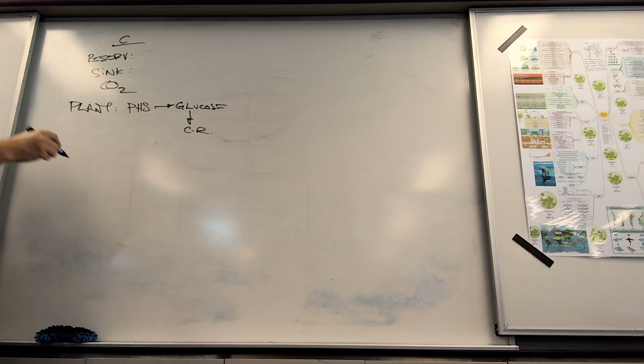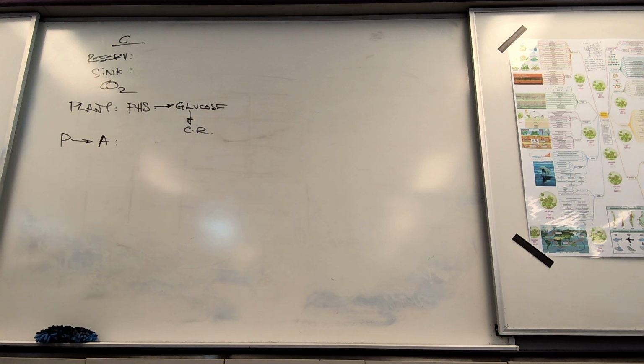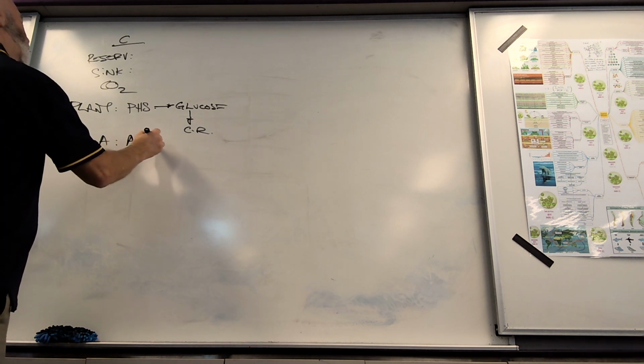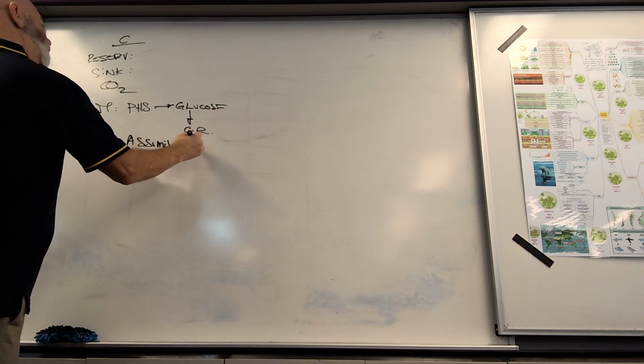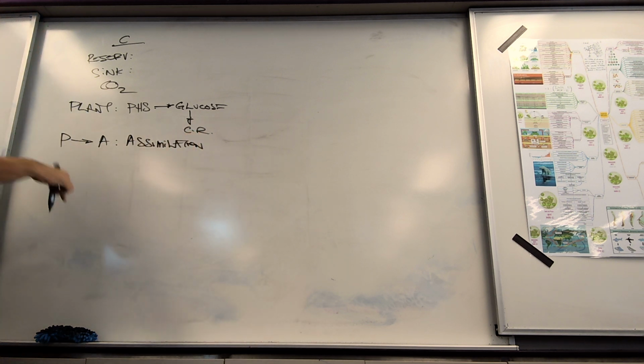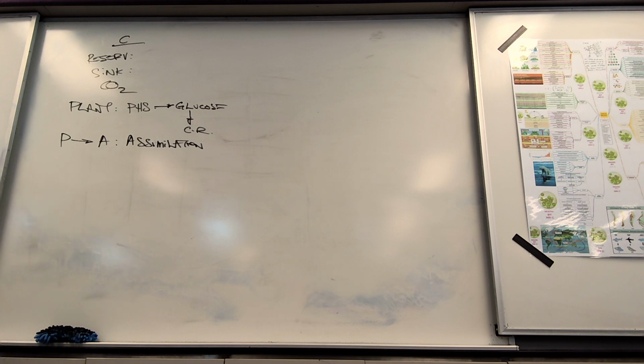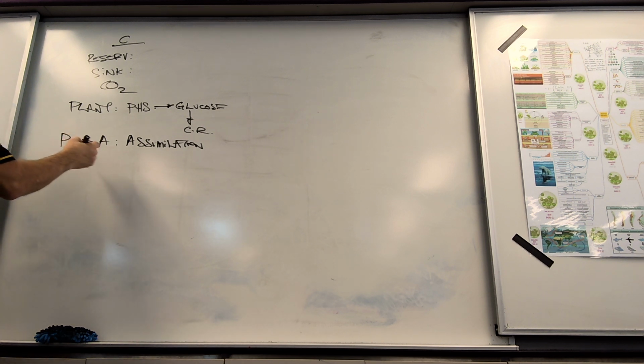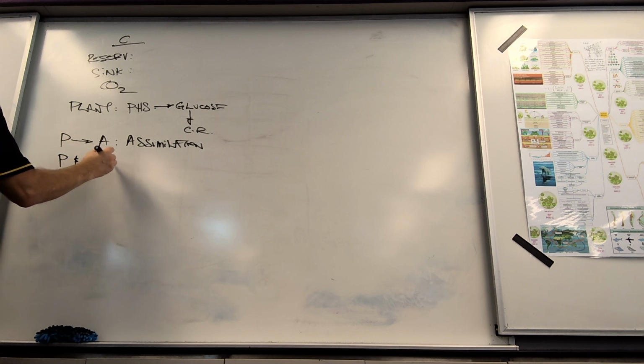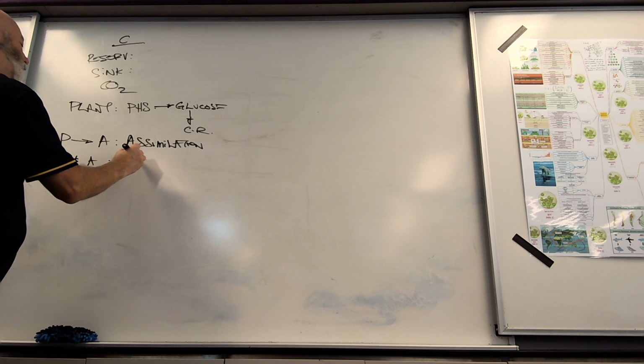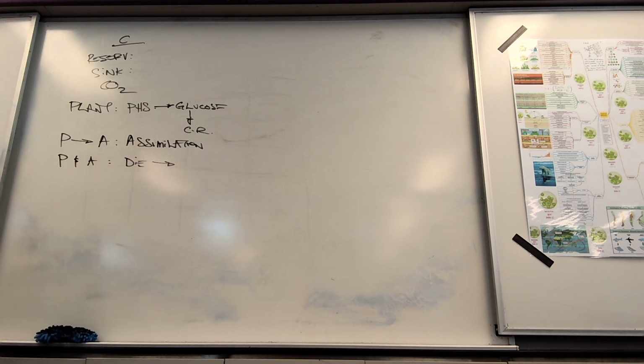What do you call it when a plant is eaten by an animal? Assimilation. It's the atoms that were in the plant are now in the animal, not just in the digestive system, but have actually crossed out of the digestive system into the animal. Right. What do we call it when plants and animals die? What happens to them? They decompose.